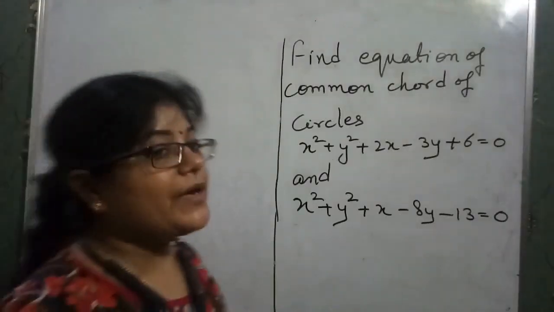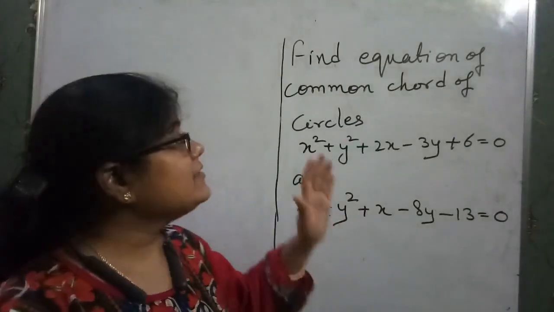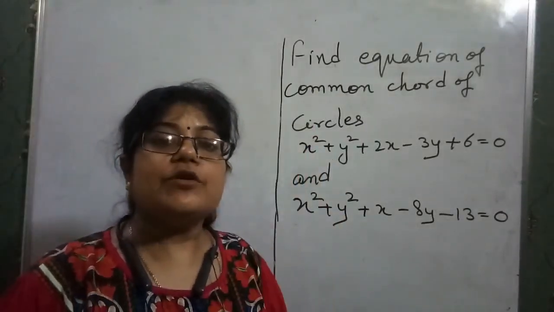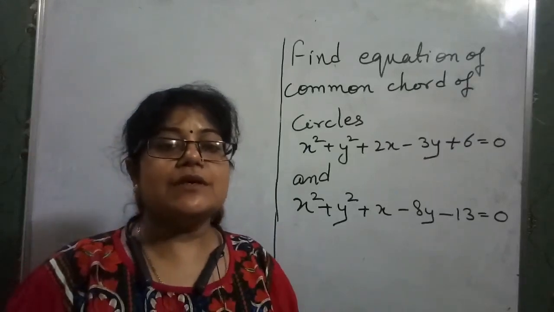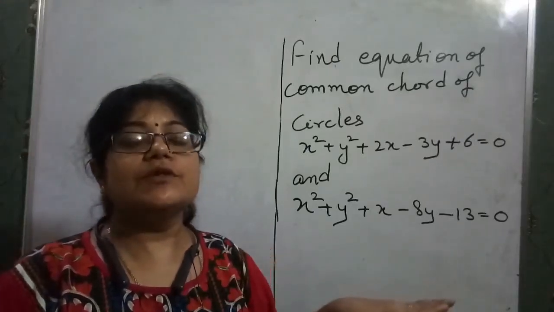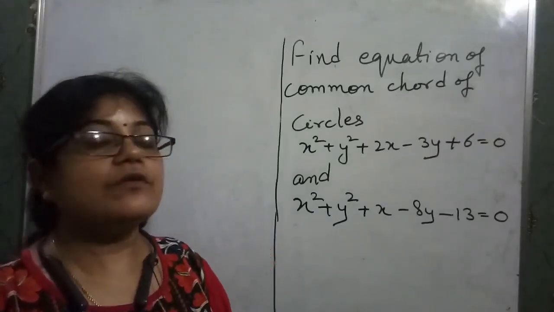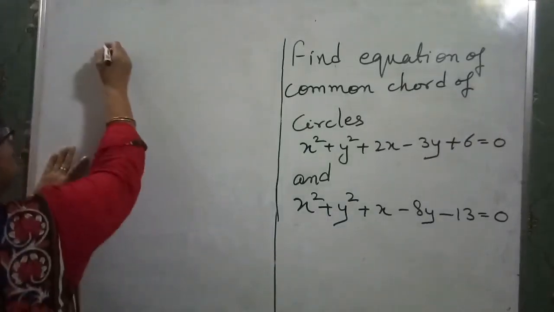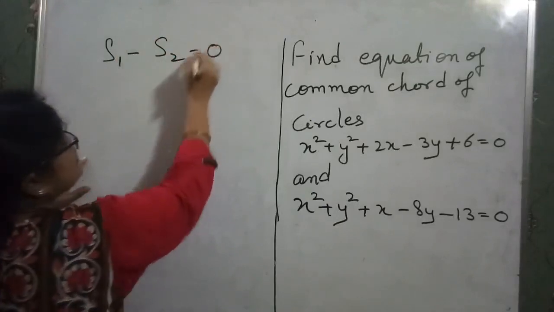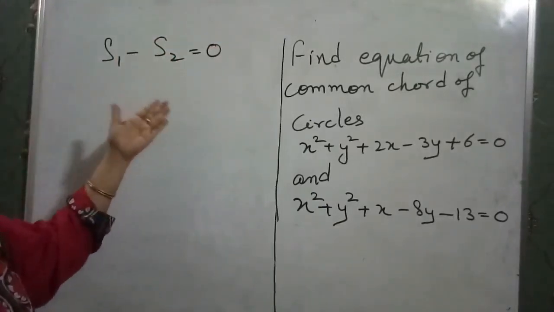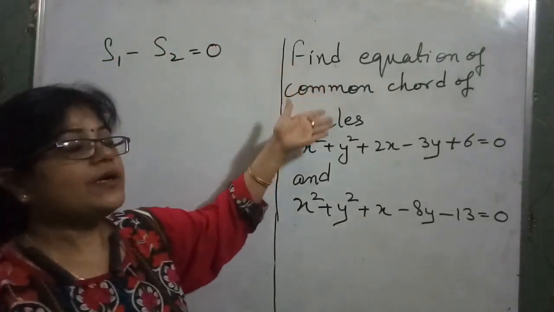Now the next topic, as I told you, is to find the equation of the common chord of two circles. That means there are two circles and a chord which is common to both the circles. We have to find the equation of that chord. For that we have the formula S1 minus S2 is equal to 0. Just solve that and you will easily get the equation of the common chord of the circle.